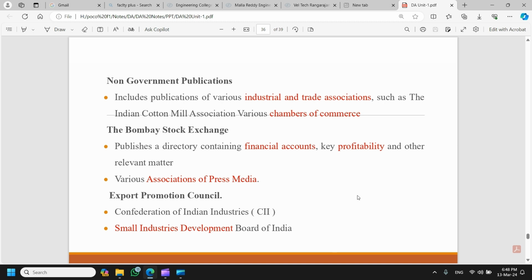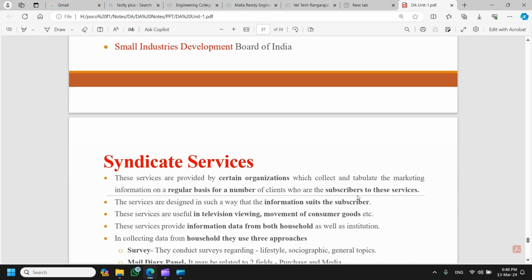One example is the Indian Cotton Mills Federation with its various components. The Bombay Stock Exchange gives financial accounts, profitability, and relevant matters, along with various associations and the press. There are also the Export Promotion Councils, the Confederation of Indian Industry, and the Small Industries Development Board.